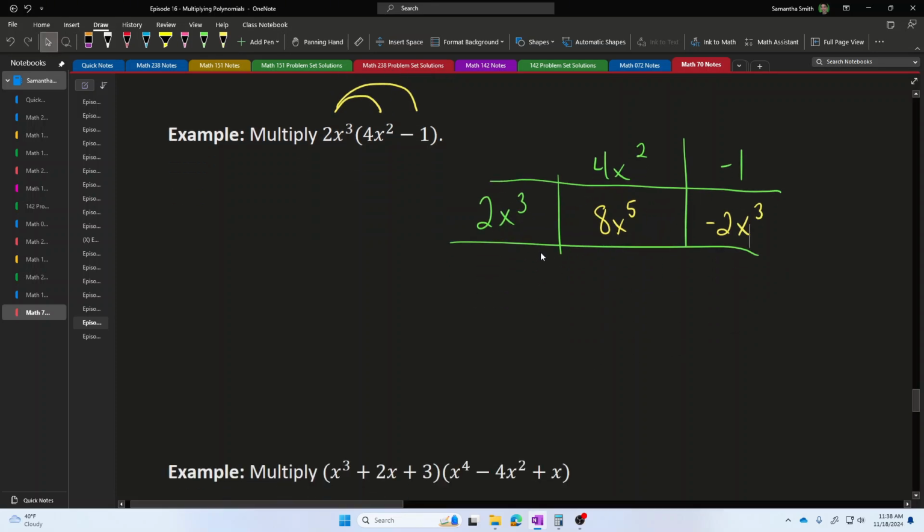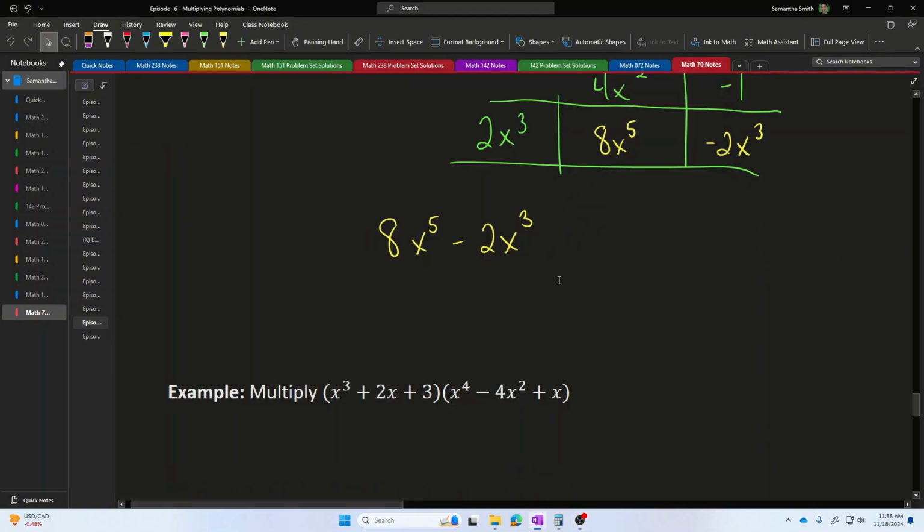Now that I've written down these two products, all I have to do is combine them, add them together, and I get 8x to the 5th power plus negative, so minus 2x cubed. These are not like terms because they have a different number of x's in each term, so they cannot be combined into a single term.